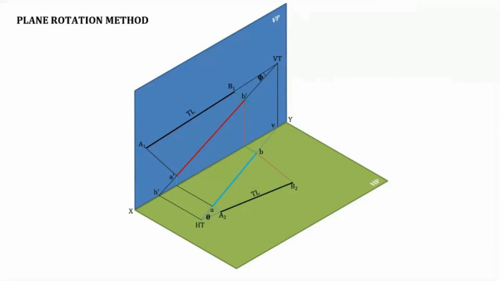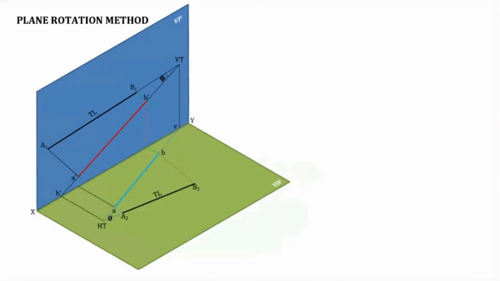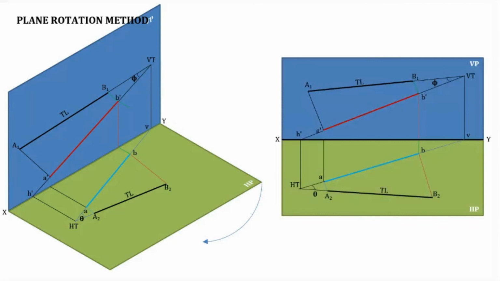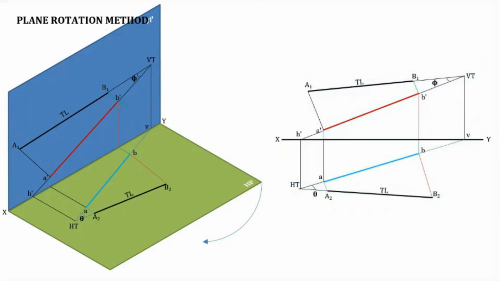Now we remove everything that is not necessary or not lying in our HP and VP. Every line and every plane which is not lying in our HP and VP is removed. Then we rotate the HP 90 degrees clockwise, so that HP and VP lie in the same plane, separated by the XY line. So like this. Now we remove our HP and VP, so that we obtain the final figure.